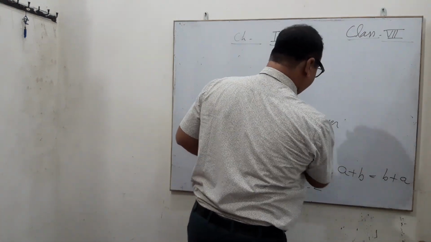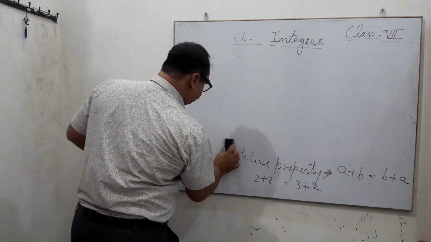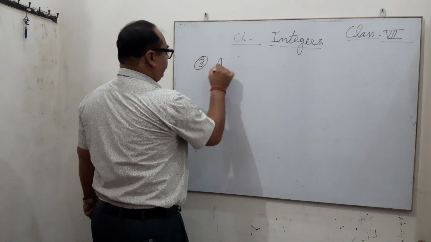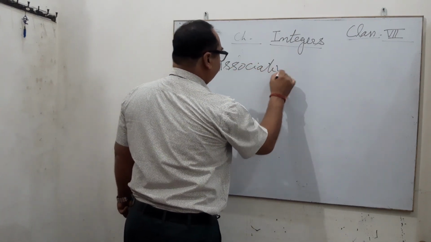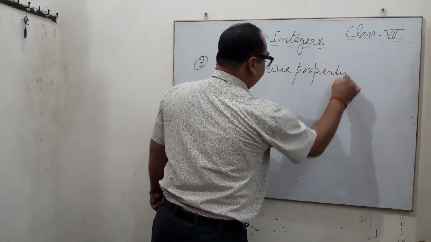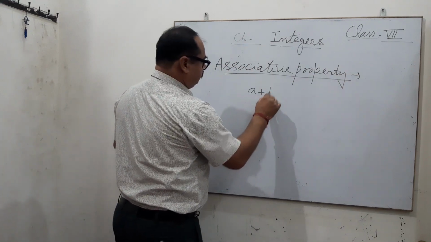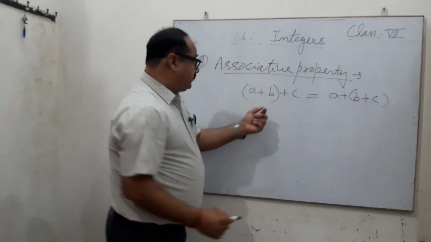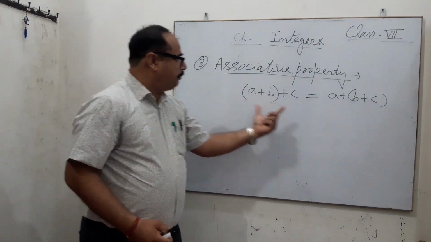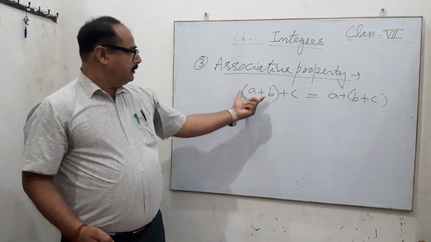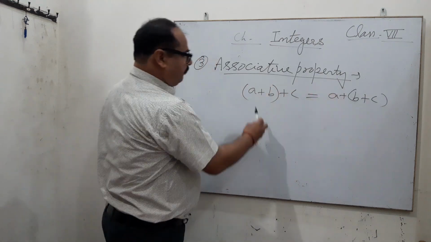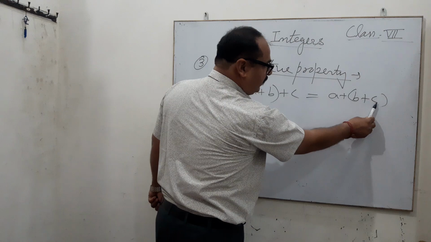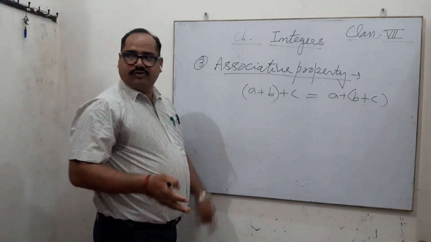The next one is the associative property. The third property is, if the number of integers are more than 2, there are 3 or 4, then we make pairs. According to this, (a plus b) plus c is always equal to a plus (b plus c). If we change the pair of the numbers, then their answer remains the same. First we add a plus b, and then add the answer to c. And here first we add b plus c, and then add the answer to a, but the answer remains the same.